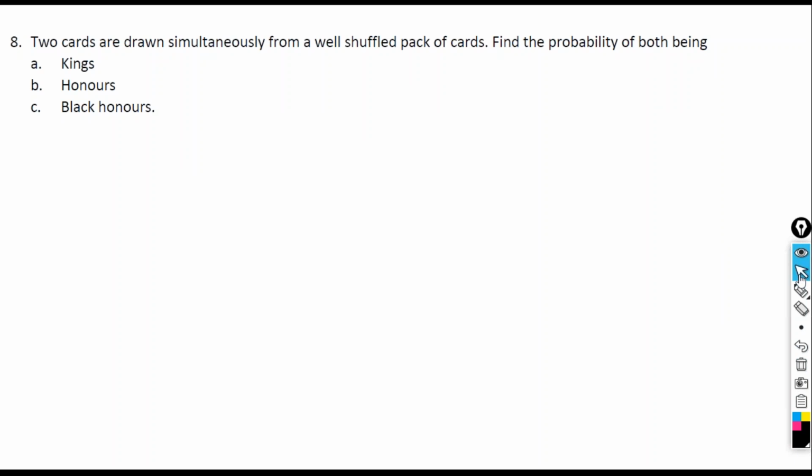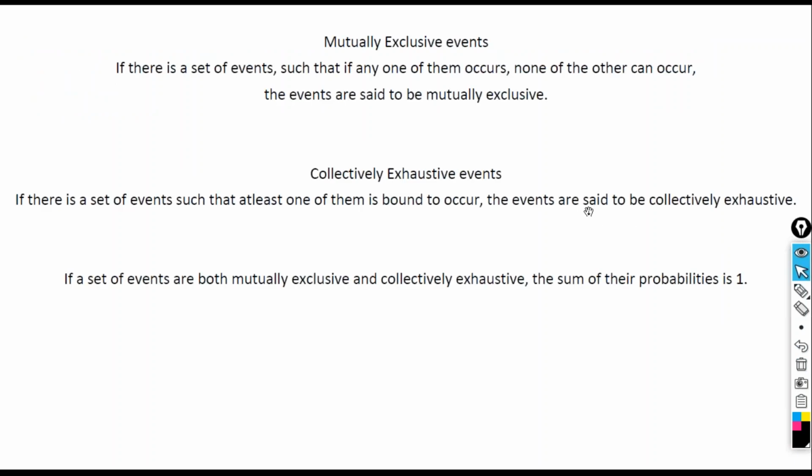So now, a few more things which we need to understand in case of these probabilities, which are mutually exclusive events and which are collectively exhaustive events. So I have written the definition so that we can understand this thoroughly. If there is a set of events such that if any one of them occurs, none of the other can occur, the events are said to be mutually exclusive.